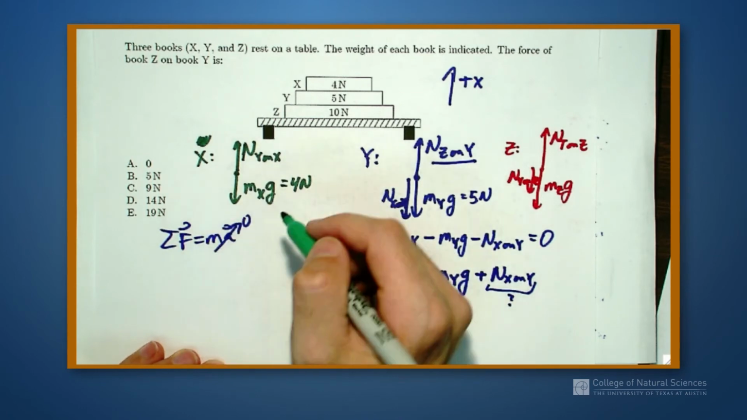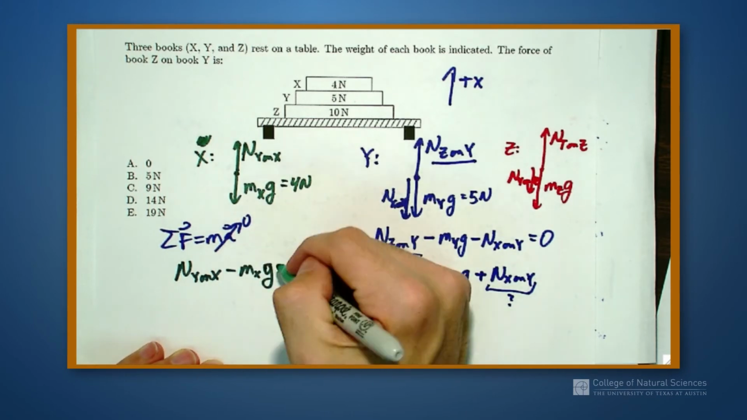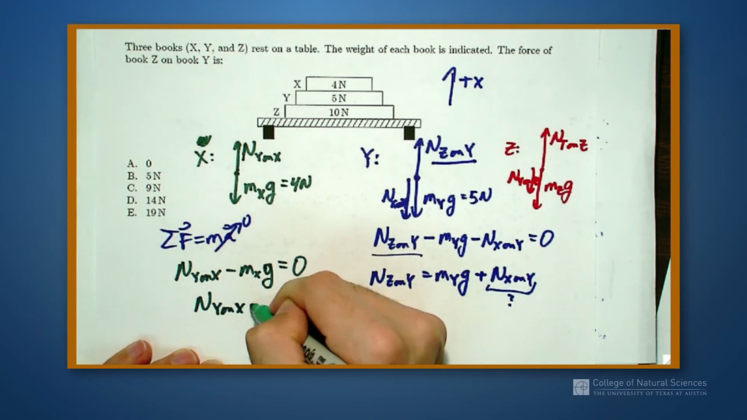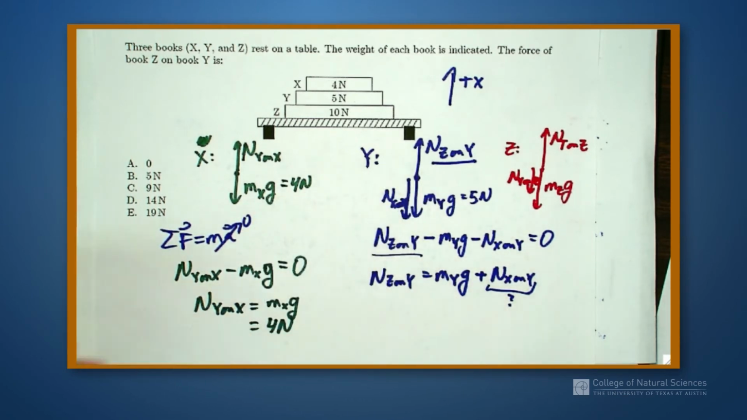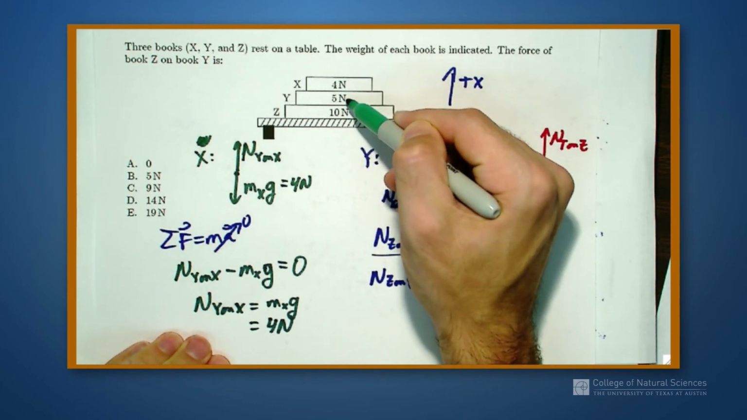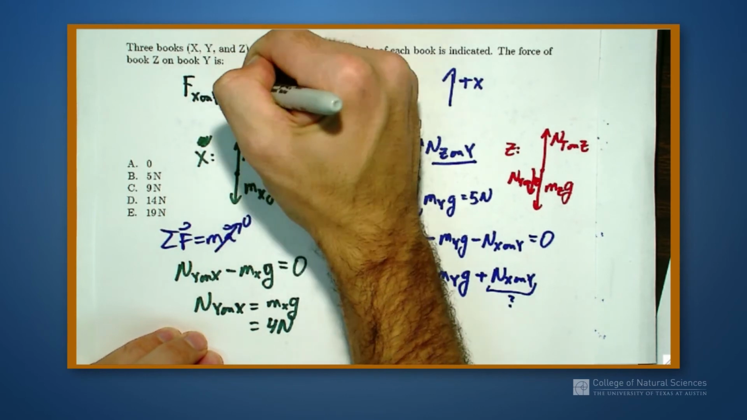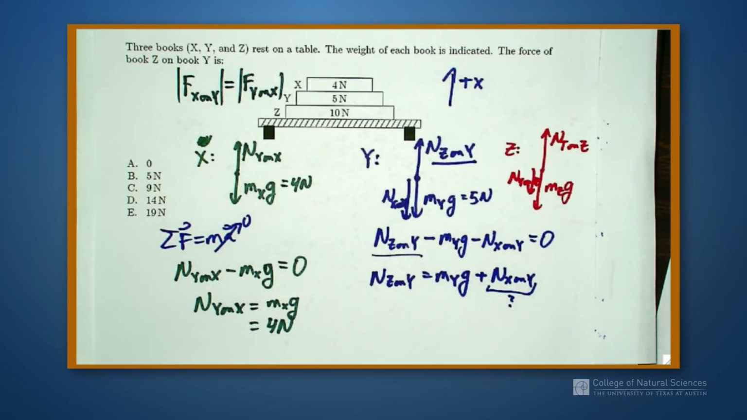I know I have N_Y on X. And N_Y on X minus m_x g, my weight force, is going to be giving me 0 because of Newton's second law for this problem. So N_Y on X is equal to m_x g, which is just equal to 4 newtons. But I remember Newton's third law, which says that if book X is pushing on Y, then Y is pushing back on X exactly the same strength. Or F_X on Y is equal to F_Y on X in magnitude. We know that they push in opposite directions and on opposite objects. One pushes on Y, one pushes on X, but they're equal in magnitude. So this N_Y on X is the same as N_X on Y.